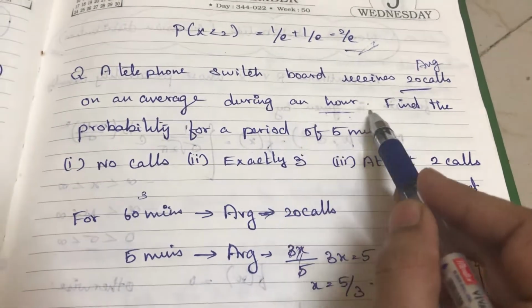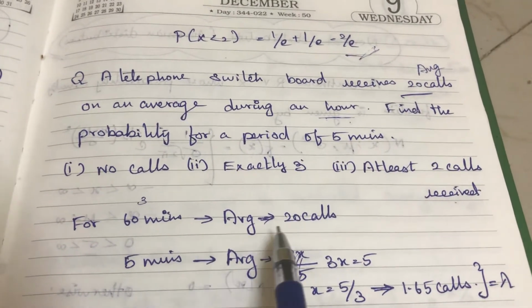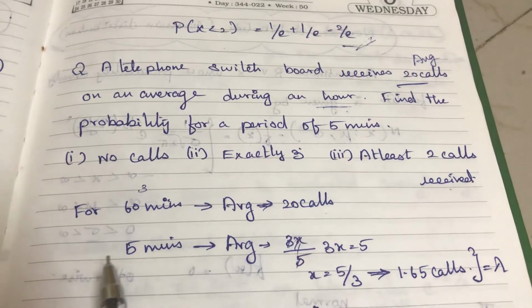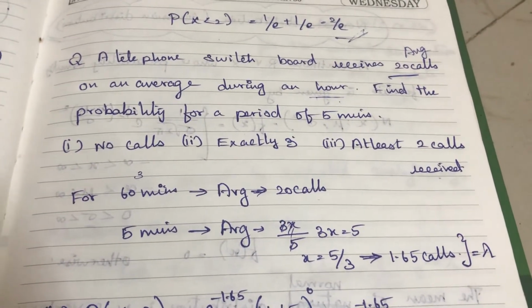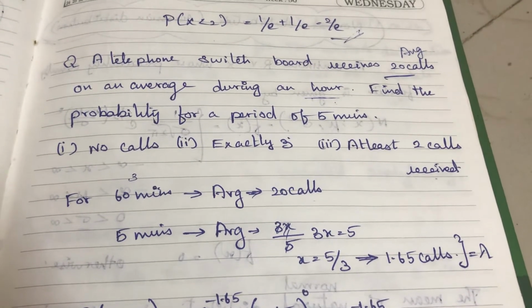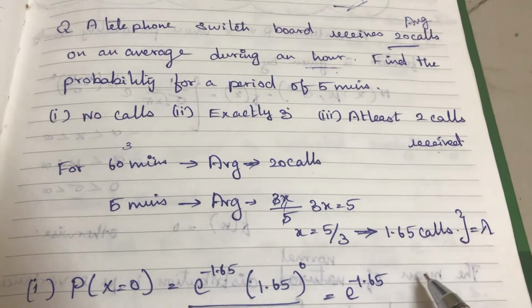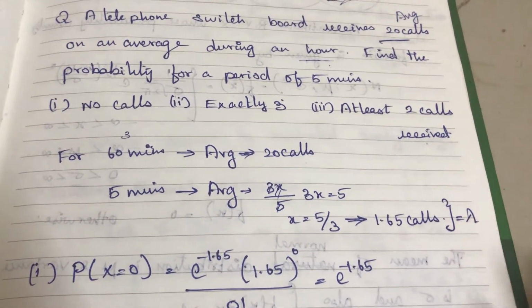Actually they have said 1 hour, 20 calls. So I am just writing 60 minutes. They have the average of 20 calls, so I need 5 minutes. So just cross multiply it. You will get the value as 5 by 3, which is nothing but 1.65 calls. So this is the lambda.